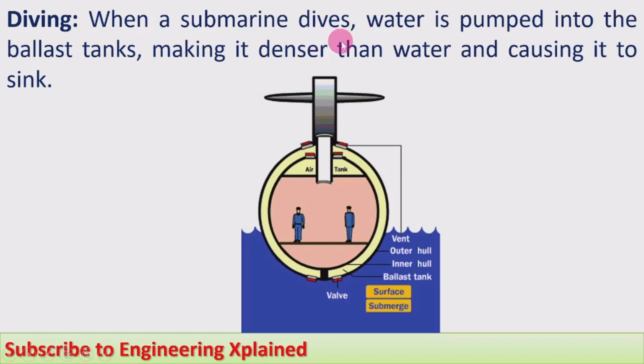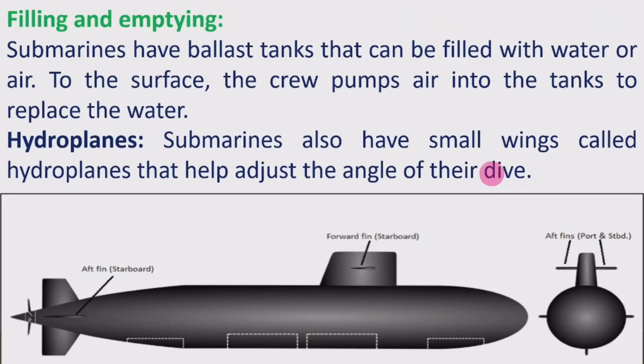Diving: when a submarine dives, water is pumped into the ballast tanks, making it denser than the water and causing it to sink. The water is pumped inside, and it starts diving into the water. Filling and emptying of that water is how it takes place.